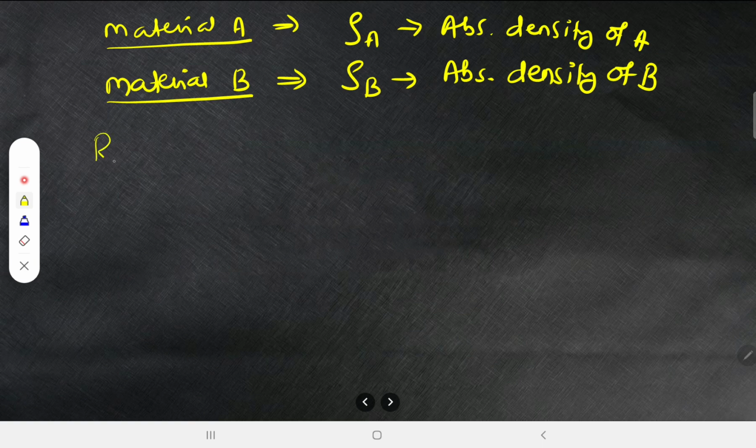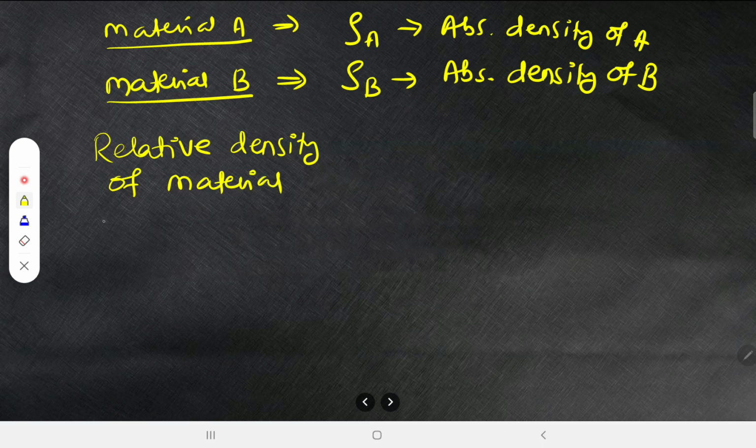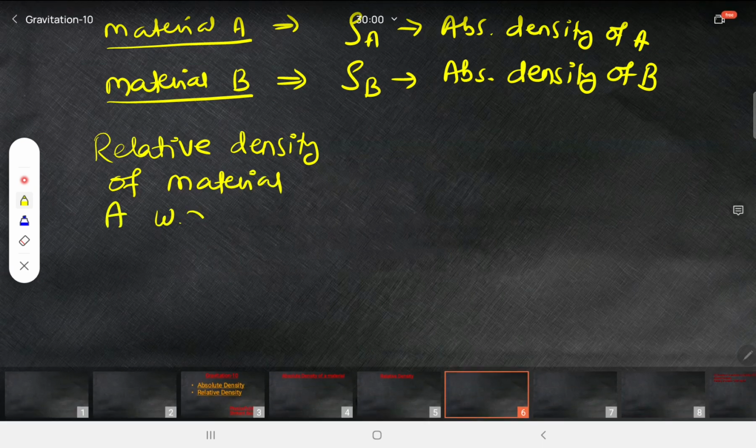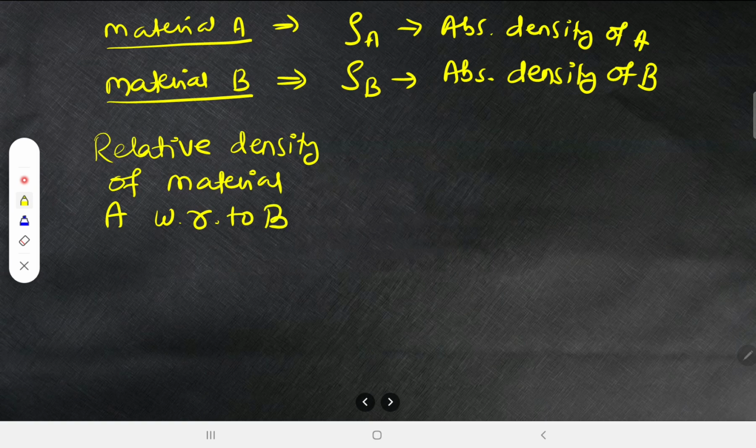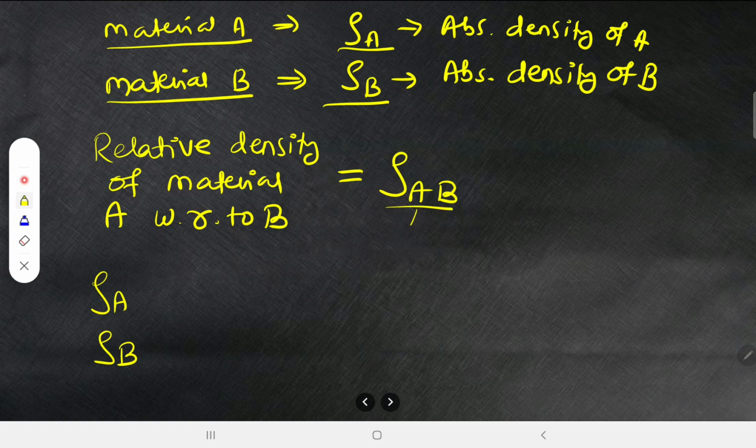Now if I want to find out the relative density of material A with respect to B, it is represented with rho AB. So what is the meaning of rho AB? Rho A is known, the absolute density of material A. Rho B is known, the absolute density of material B. But if I write rho AB, the meaning is the relative density of material A with respect to material B.